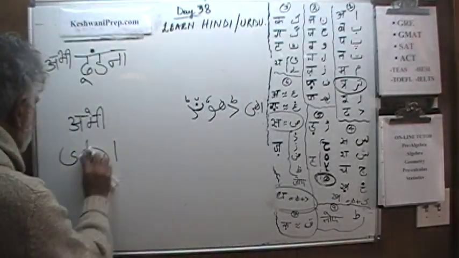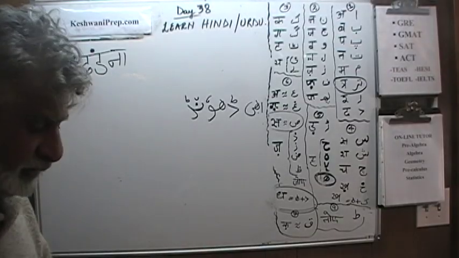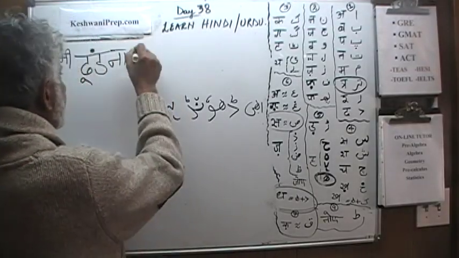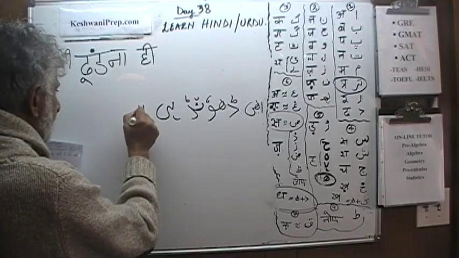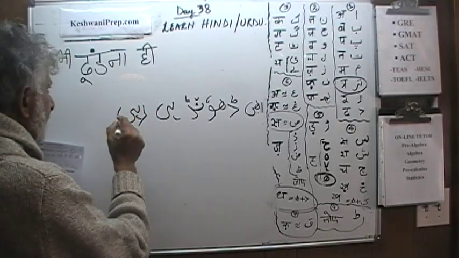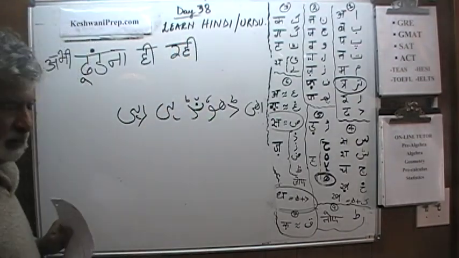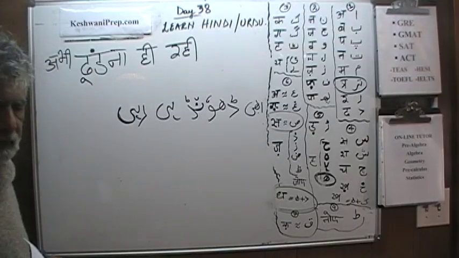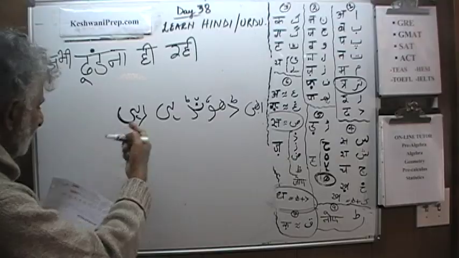Let's see what happens next. Abhi Dhoond hi rahi thi. Rahi. Re, he and choti he. This part gives us the badi ye ki matra. You already know this. Obviously, we have done it probably 100 times by now. Choti he gives us badi ye ki matra. Abhi dhoond hi rahi thi.